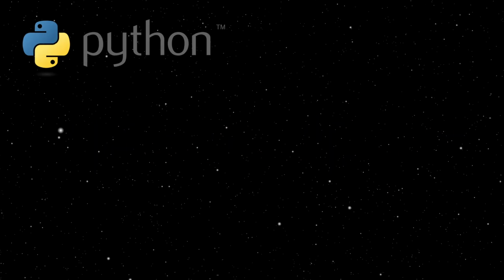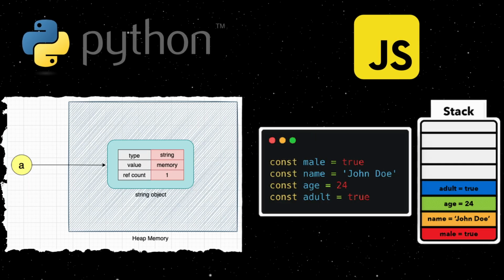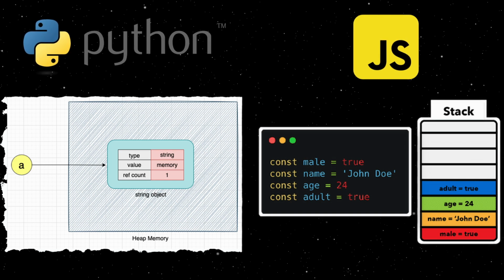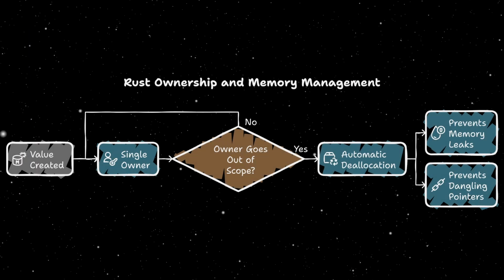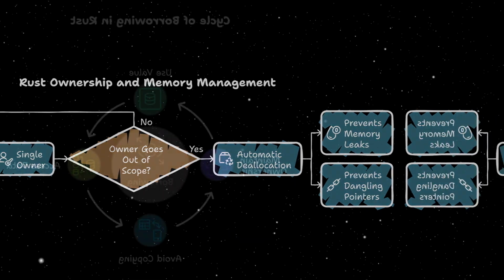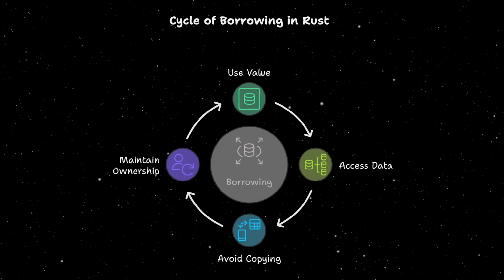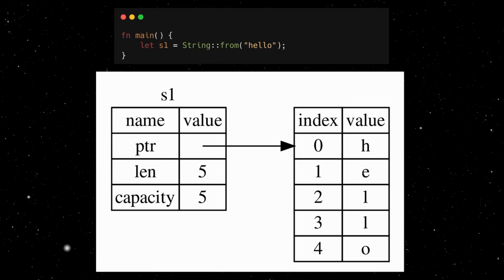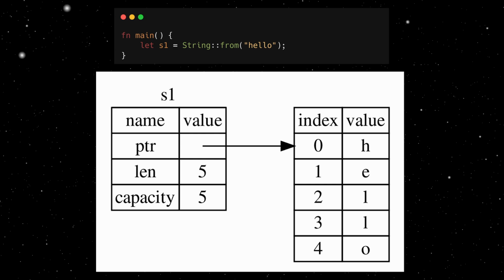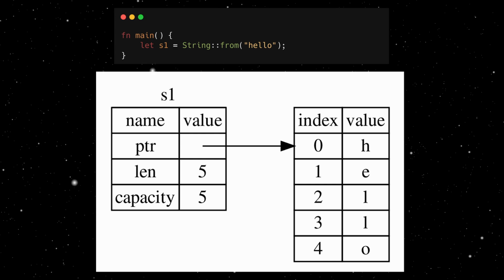Now, let's go a little deeper and understand why Rust enforces immutability. Unlike languages like Python or JavaScript, where variables are just references to memory locations, Rust deals with ownership and borrowing. We'll talk about those in a later video. But for now, just remember this.